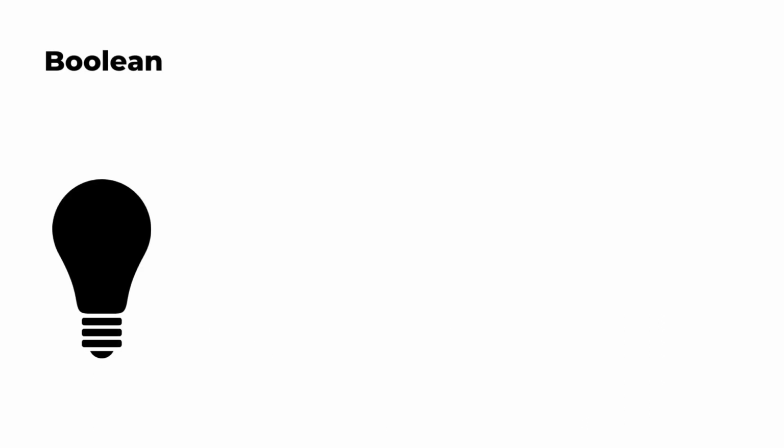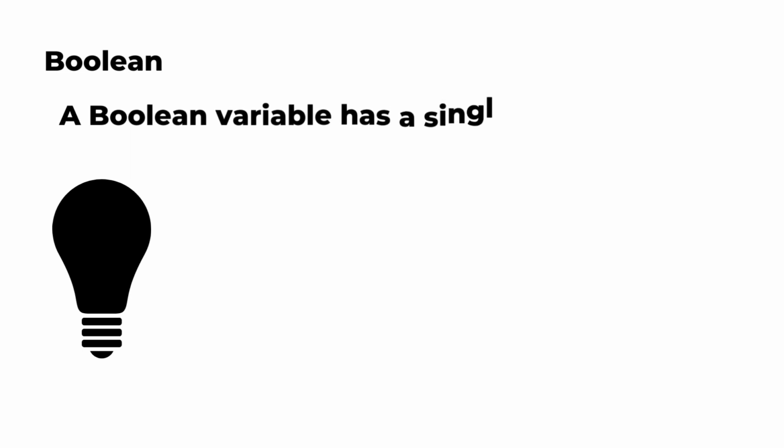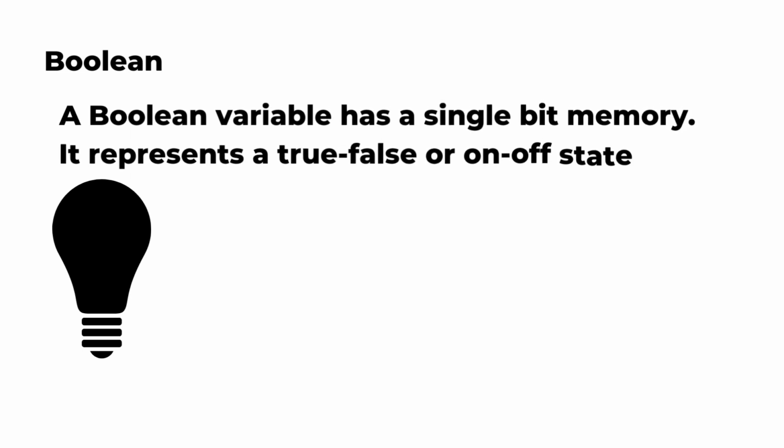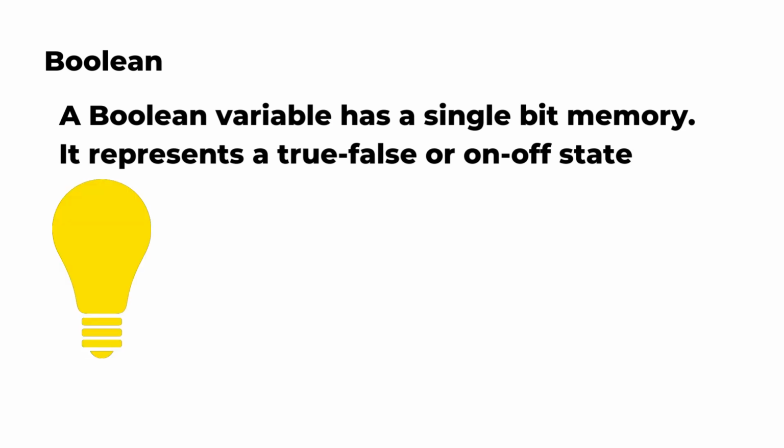Boolean data type. A Boolean variable has a single bit memory. It represents a true-false or on-off state. In programming, Boolean variables allow you to make decisions and control program flow based on these true-false conditions. An example of this is turning a bulb on-off.